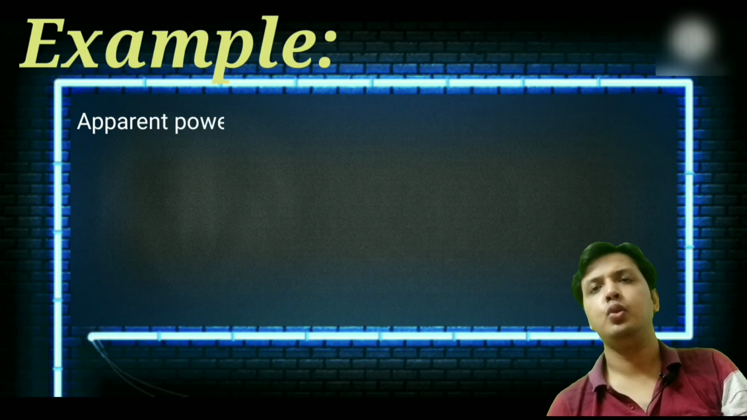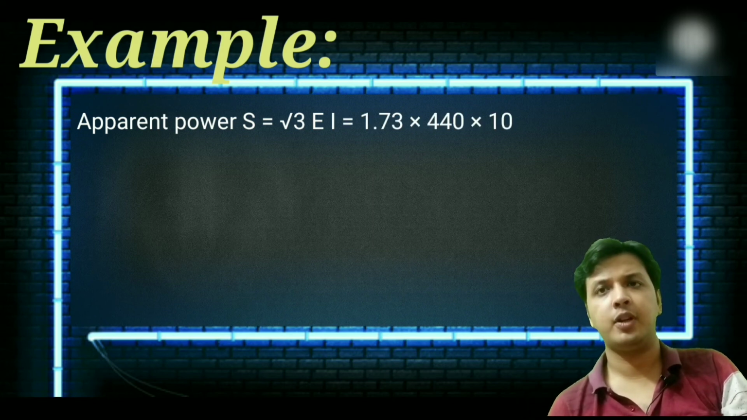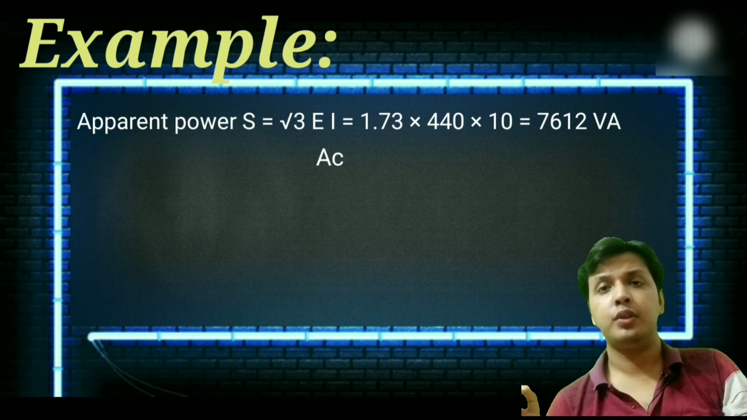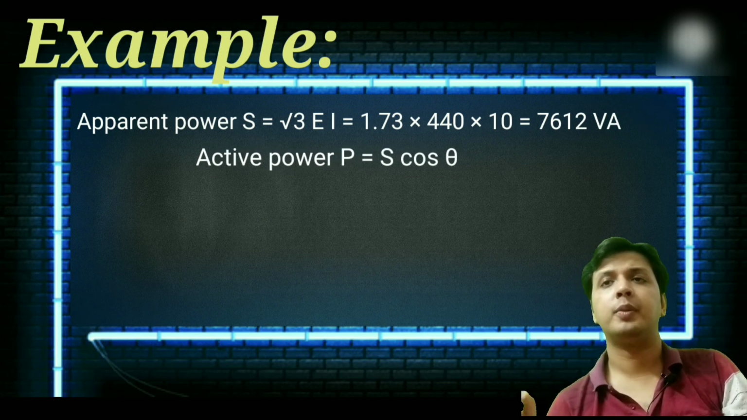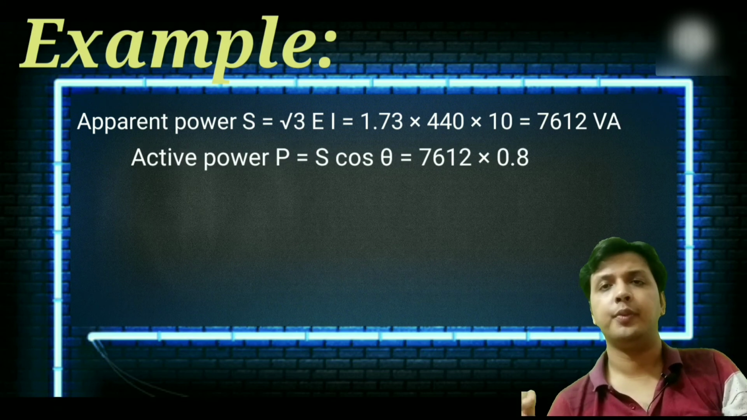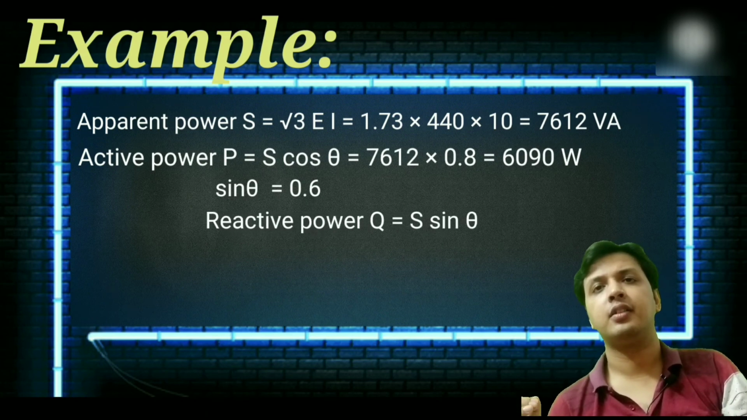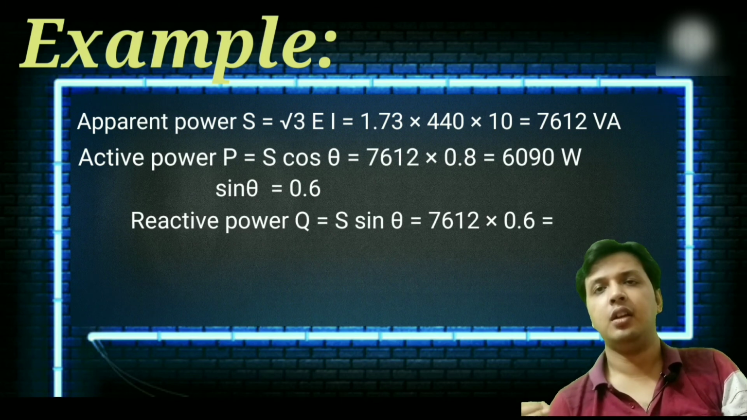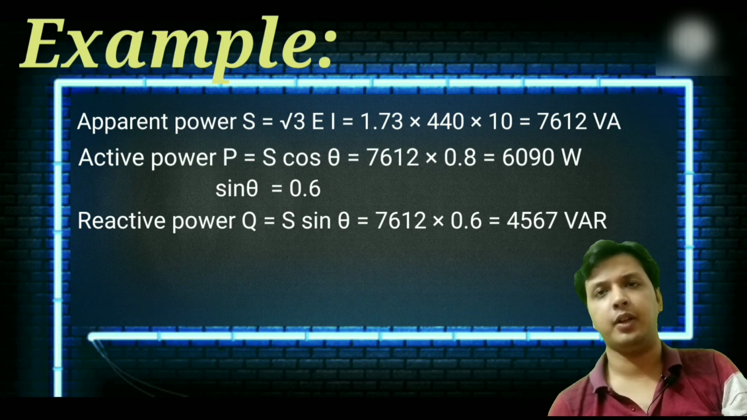We know that apparent power equals root 3 E into I. Putting the values of E and I, we find the apparent power is 7612 volt ampere. We know that active power equals apparent power into cos theta. Putting the value of the power factor, cos theta 0.8, we find that active power equals 6090 watt. To find the reactive power, we multiply apparent power with sin theta. Multiplying it with sin theta, that is 0.6, we find that reactive power equals 4567 VAR.